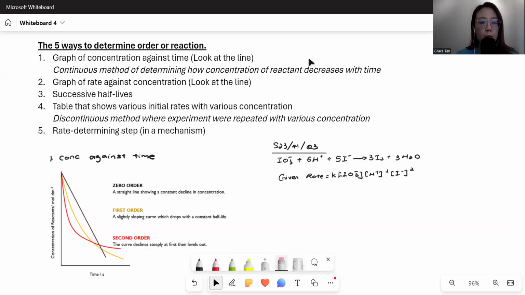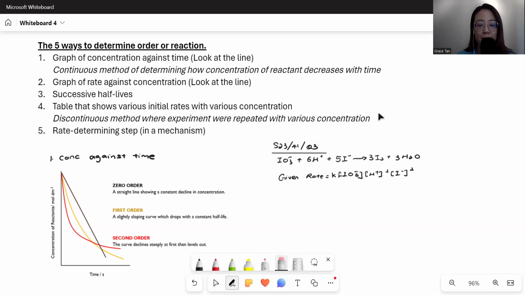In this video, we will cover the 5 ways to determine the order of reaction. All right, so if you still remember, how do we define the order of reaction? Order of reaction is defined as the power to which a concentration is raised in the rate equation.